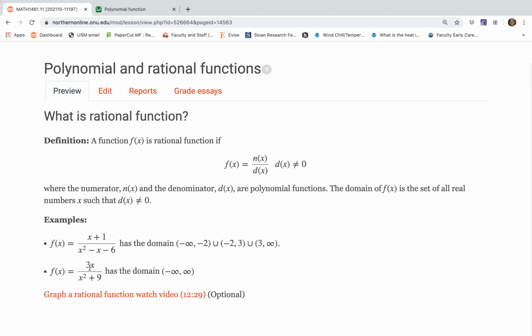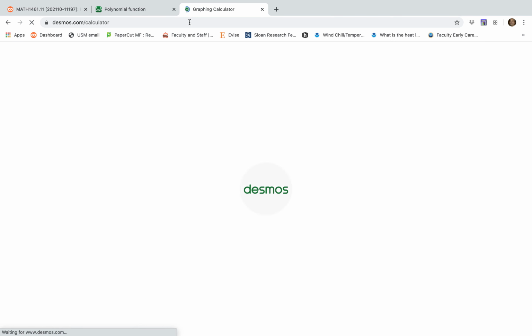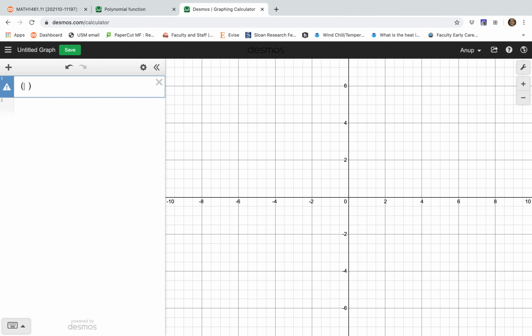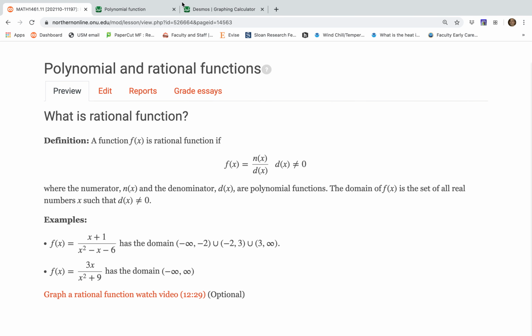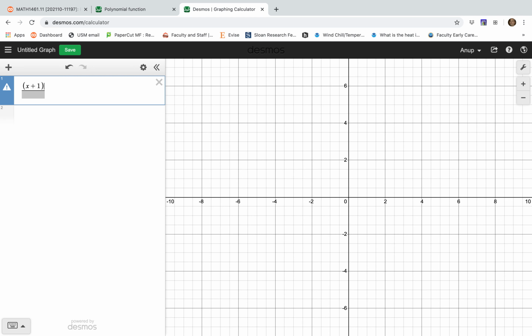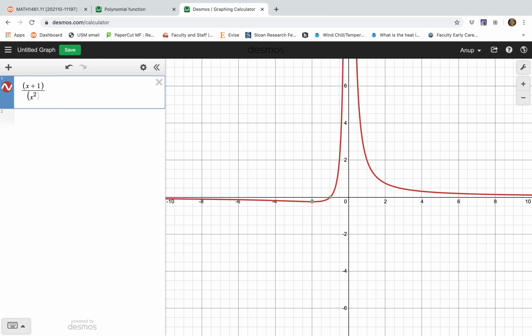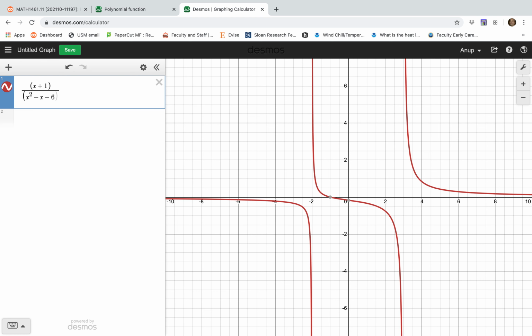Let's try to see the graph of this rational function, x plus 1 over x square minus x minus 6. We can go to the Desmos calculator and enter the function: x plus 1 divided by x square minus x minus 6. You can see this is the graph of this rational function, right?